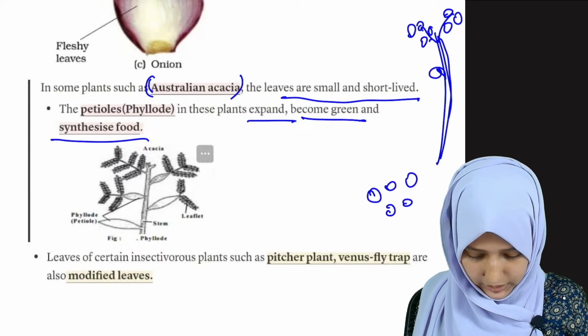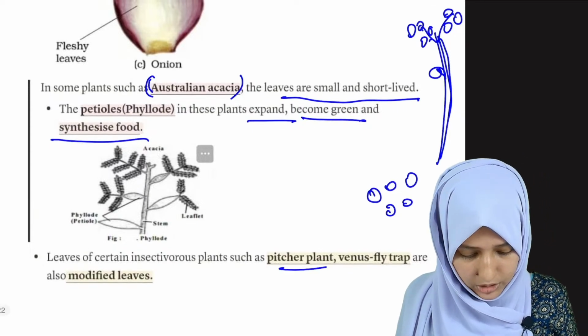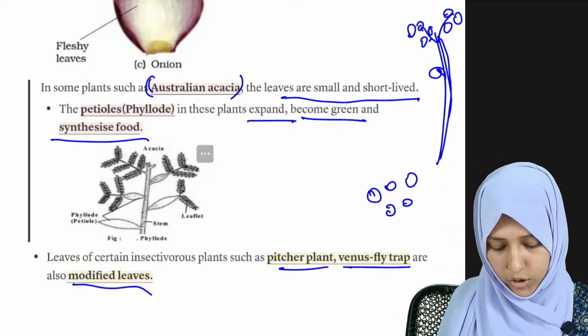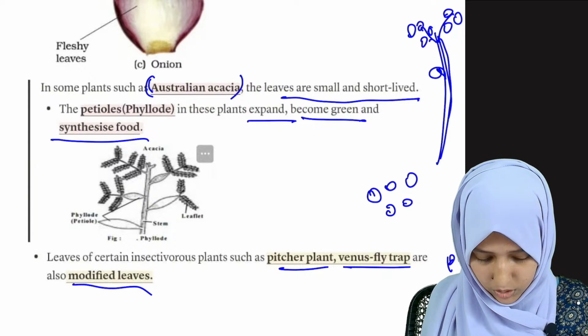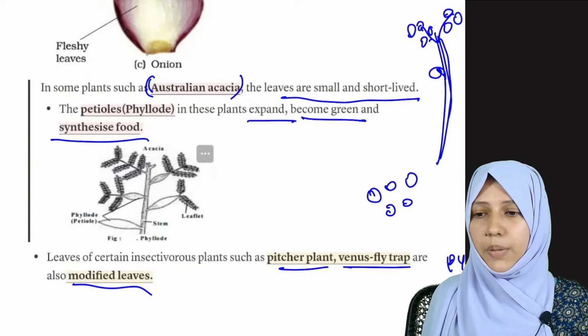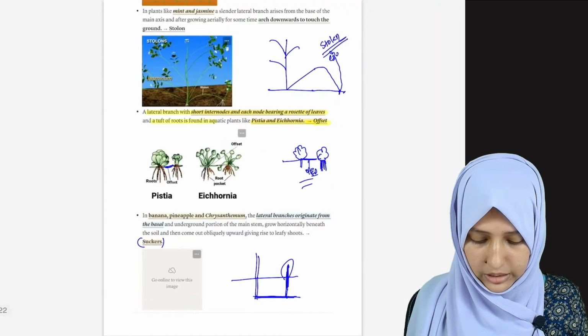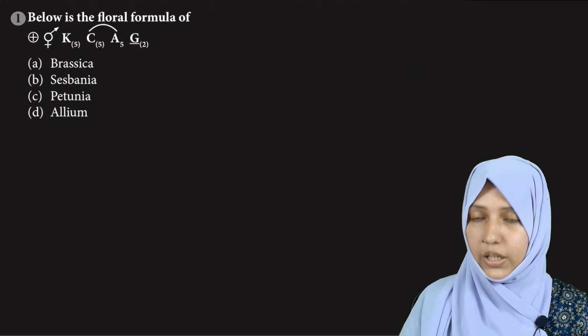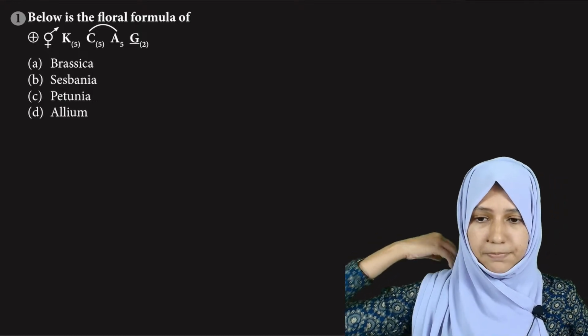Now leaves of certain insectivorous plants like pitcher plant and Venus flytrap are also modified leaves. So this is also a point to be noted, and it was a PYQ. Okay, pitcher plant and Venus flytrap are also modified leaves. Clear? So this was all about the chapter. Now we will be going into the PYQ session of this chapter. Clear?